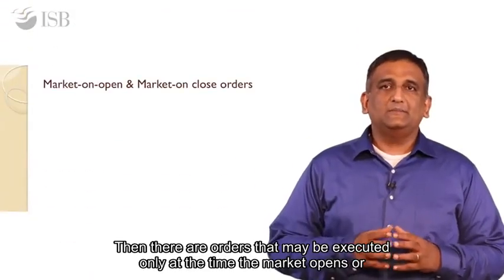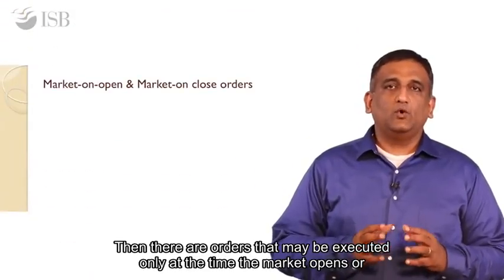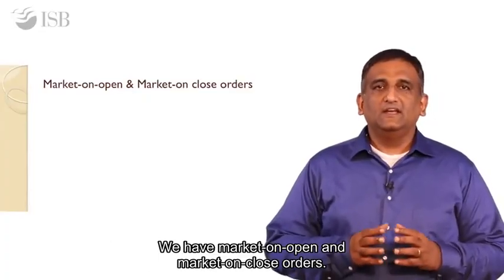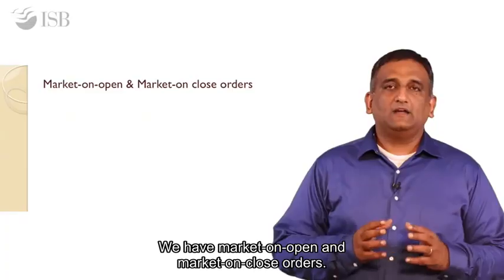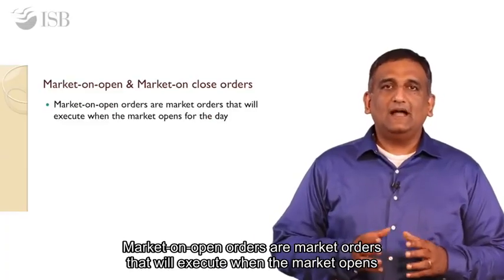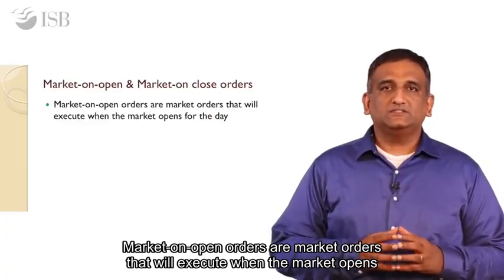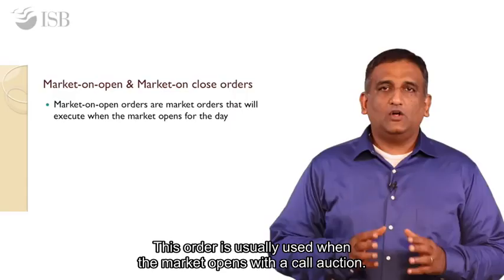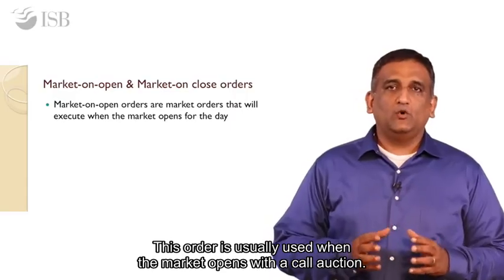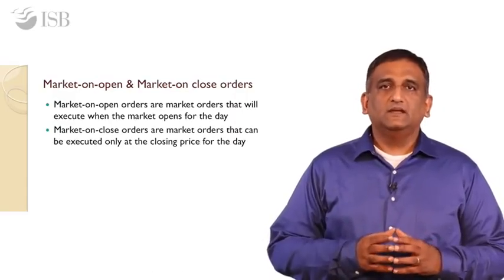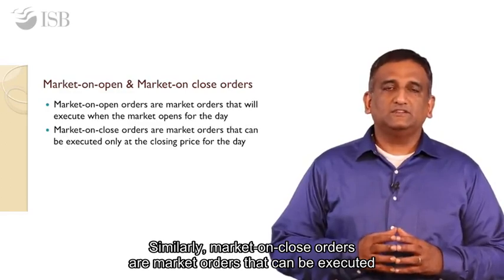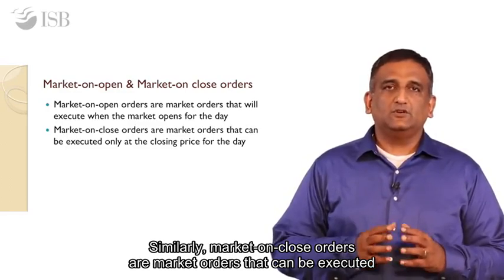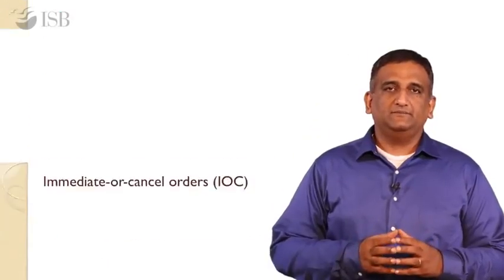Then there are orders that may be executed only at the time the market opens or closes. We have market on open and market on close orders. Market on open orders are market orders that will execute when the market opens for the trading day. This order is usually used when the market opens with a call auction. Similarly, market on close orders are market orders that can be executed only at the closing price for the day.